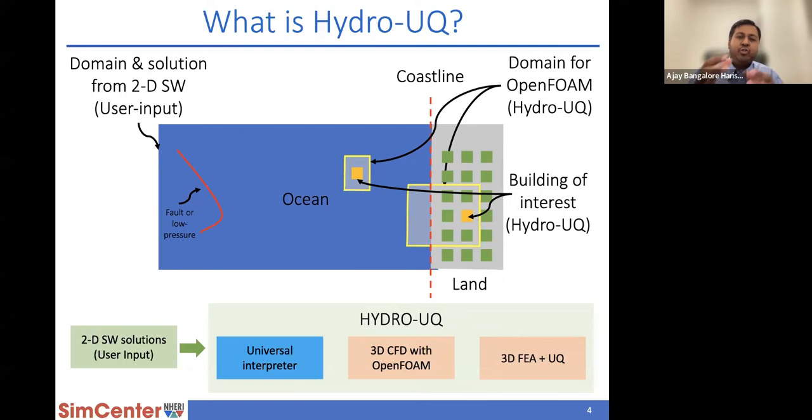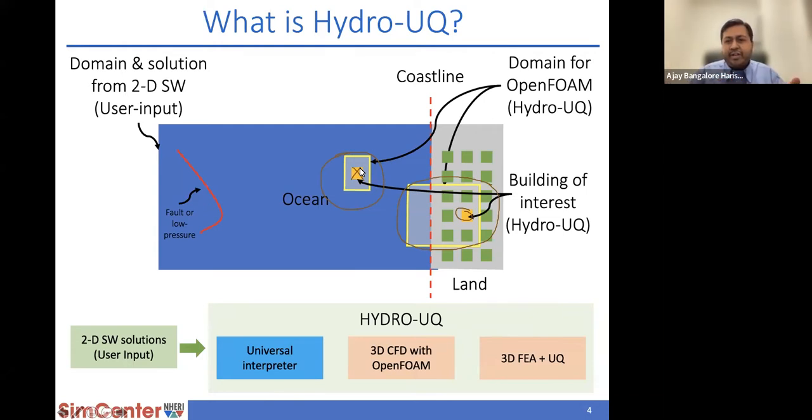You can bring in your solution from your shallow water, plug it into HydroUQ, and what HydroUQ does is it automatically takes these things. You can define a region of interest. For example, here I have done that with a small yellow box. Okay, I can annotate now. So this small yellow box here, or there's a larger region that I'm looking at with this larger yellow box here. I have a building of interest, which is the small yellow one, or an offshore structure that is there.